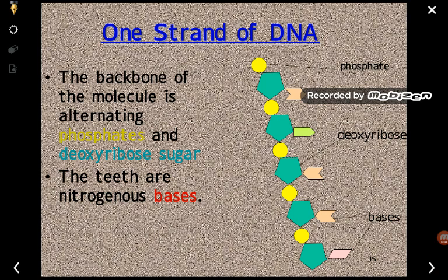Next, in one strand of the DNA, the backbone of the molecule is alternating phosphate and deoxyribose sugar. So the backbone consists of the phosphate as well as the sugar. This is the phosphate, and this is the sugar. And there will be the nitrogen bases. The teeth-like projections are the nitrogen bases. So you can say that a nucleotide consists of the phosphate plus sugar and the nitrogen base.